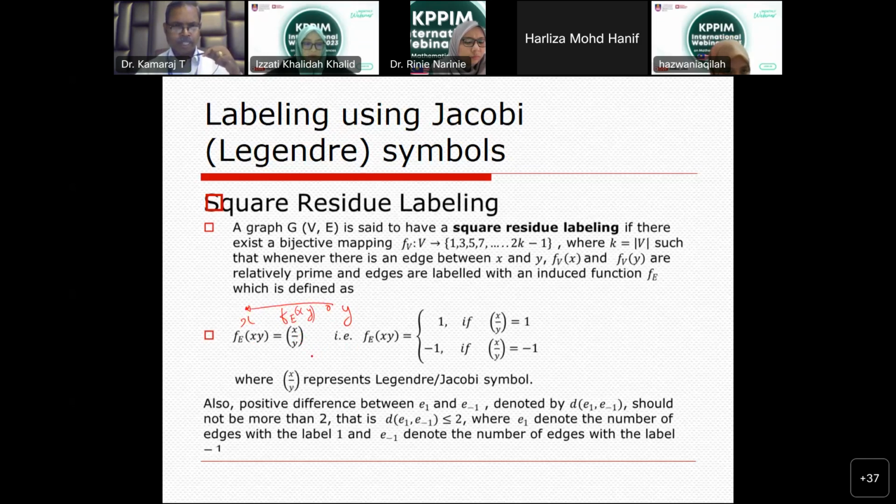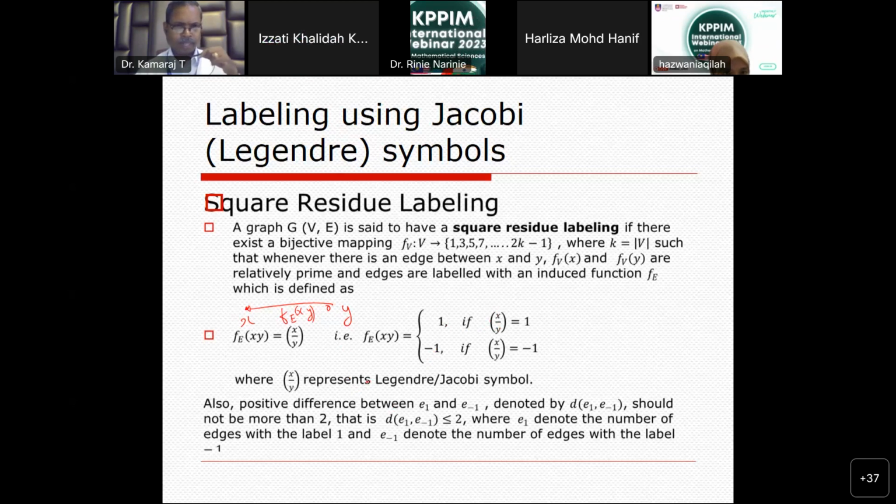So each edge label is given by the Jacobi symbol only, and you know the Jacobi symbol always has the value either 1 or minus 1. So it depends on the Jacobi symbol values. It depends on whether the numerator is a quadratic residue of the denominator or not.